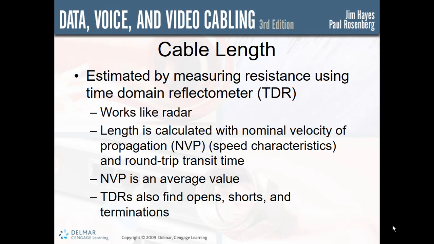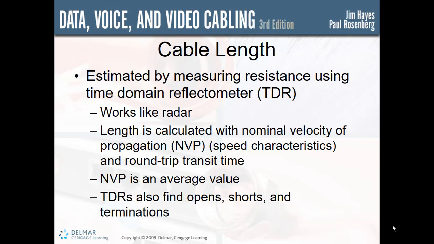Cable length needs to be known to verify that the length is within the limitation of the design standard and for future reference in moves, changes, or troubleshooting. The length of the cable can be estimated by measuring resistance as described in the preceding text, or by using a time domain reflector. Time domain reflectometry works like radar, sending an electrical pulse down the cable to an open end where the signal is reflected back to the transmitting end. By knowing the characteristic speed of the signal in the cable, called the nominal velocity of propagation, and the round-trip transit time, you can calculate the length of the cable.